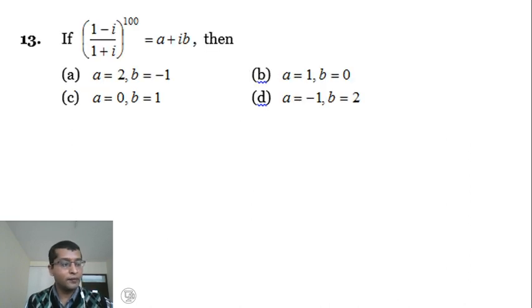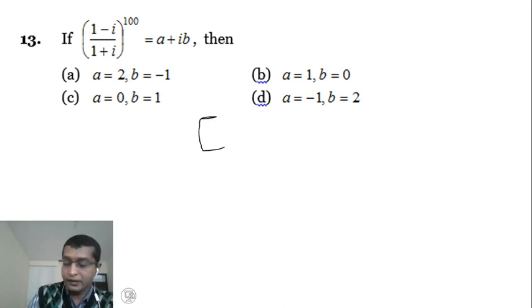So, we move to the next example, that is (1 minus i) divided by (1 plus i) raised to 100 is equal to a plus ib. Then we have to calculate the values of a and b, and among the options a, b, c, d, we are going to get an answer. So, it is not complicated. Raised to 100 means we might think of using the binomial theorem. But with a simple trick, I'll solve this example.